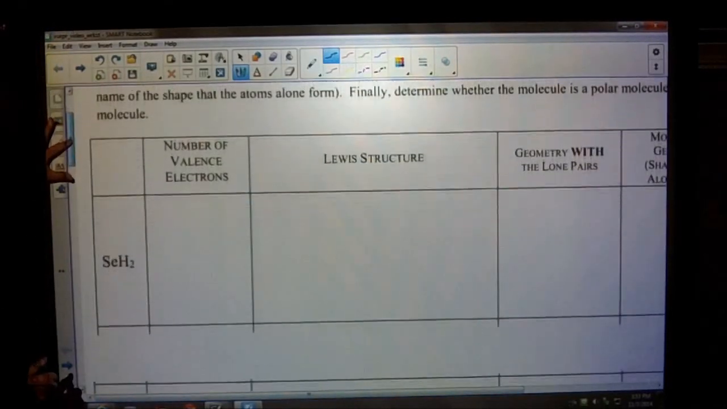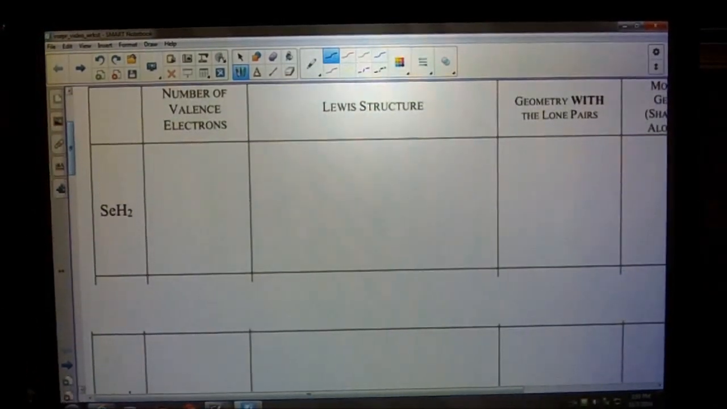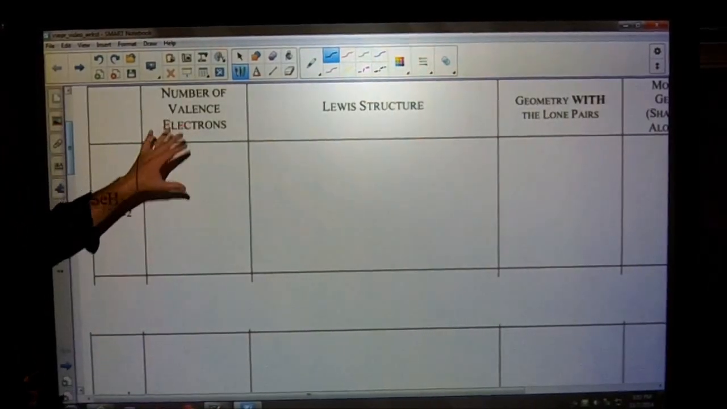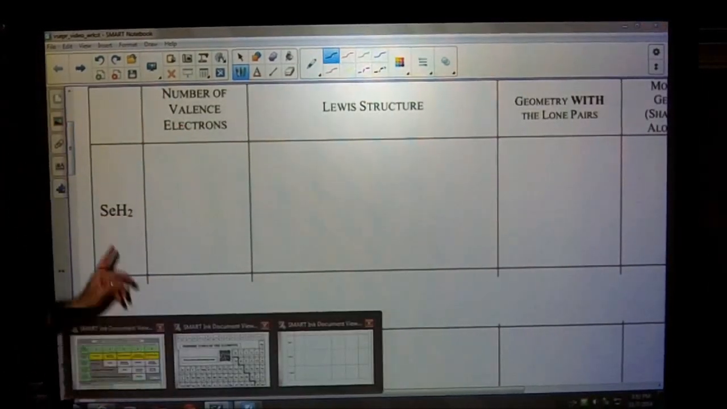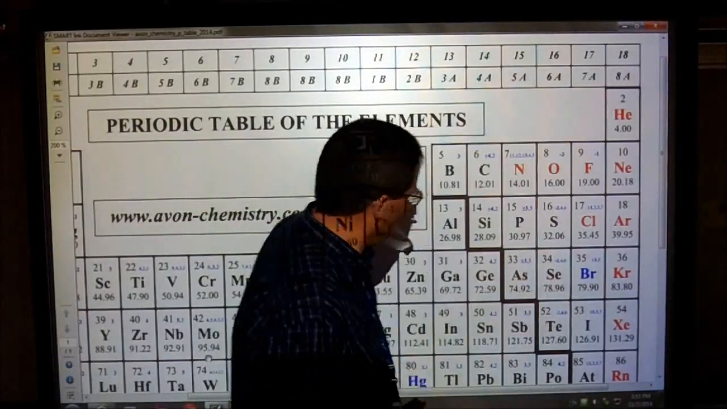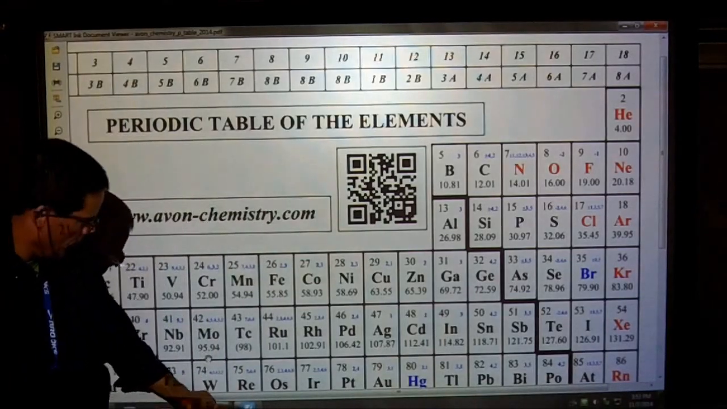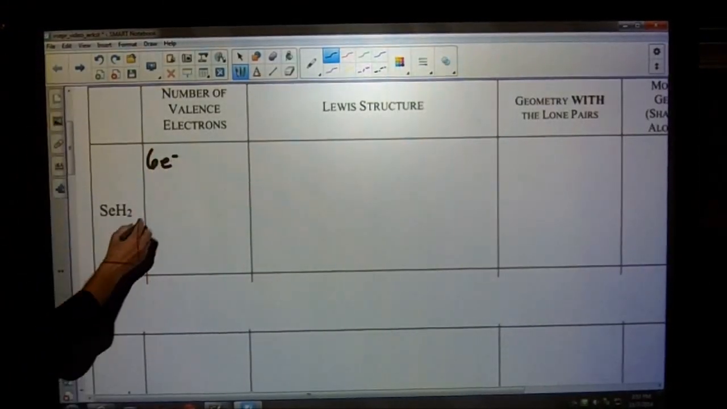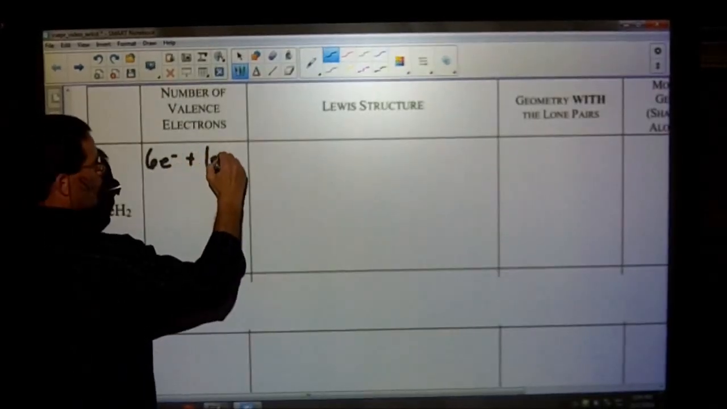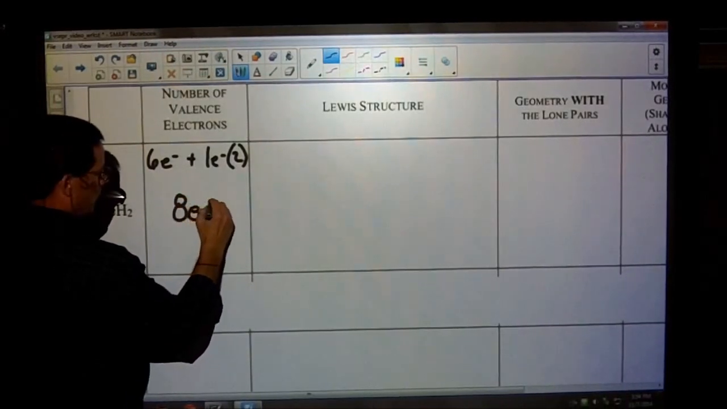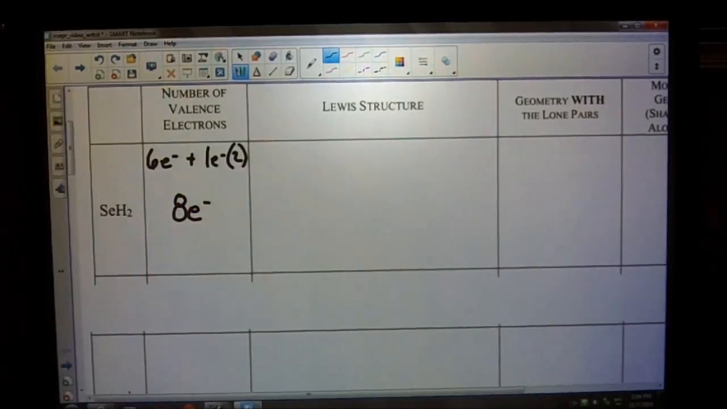So let's take a look at first SeH2, so selenium dihydride. The first thing we want to do is find out the total number of valence electrons. Selenium is a group 6A element, so it brings 6 electrons. So we'll put a 6 there. And we have 2 hydrogens, and hydrogen brings 1 electron, but if we have 2 of those, that's a total of 8 valence electrons that we'll be working with.